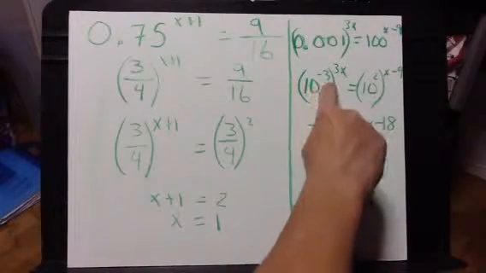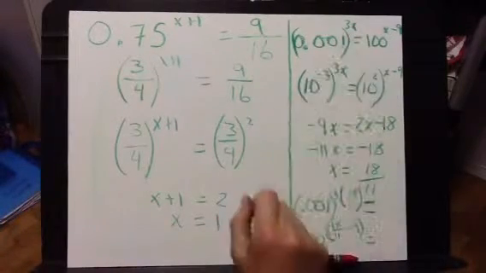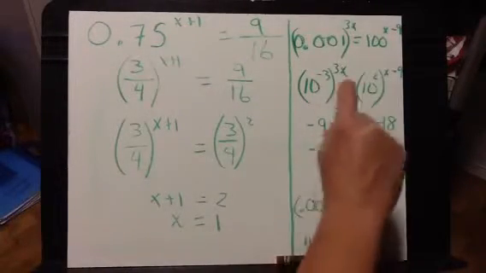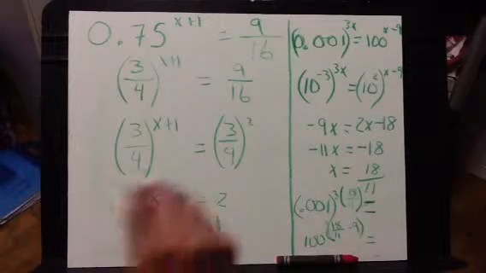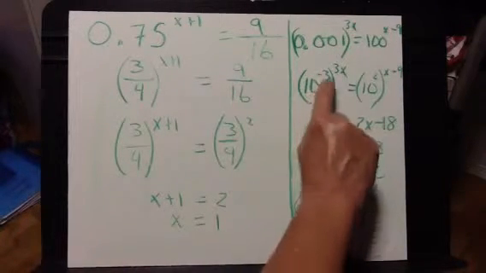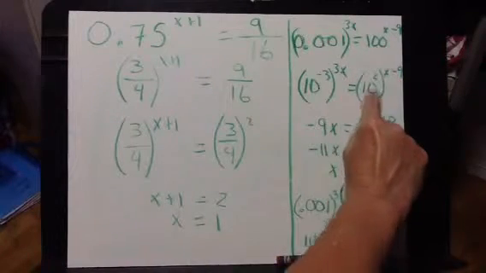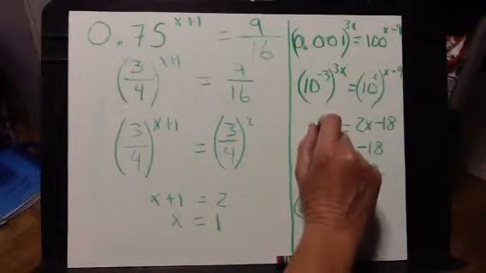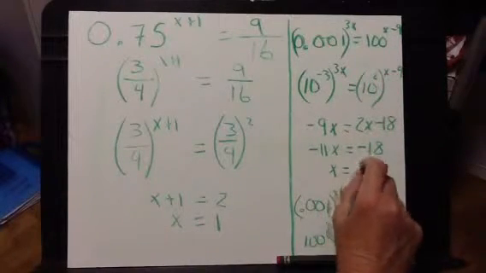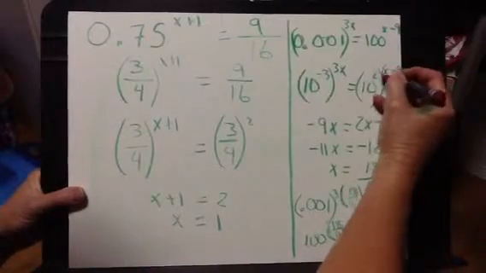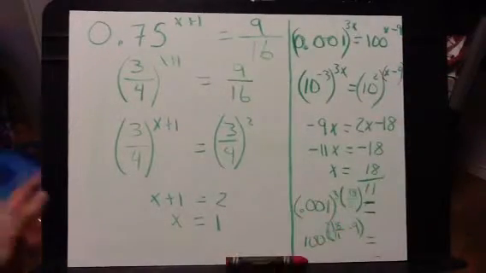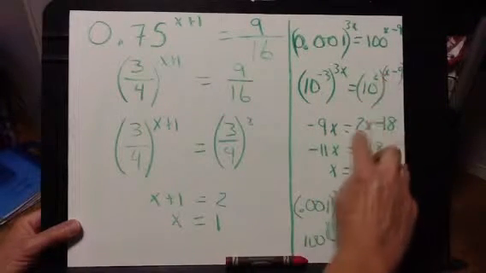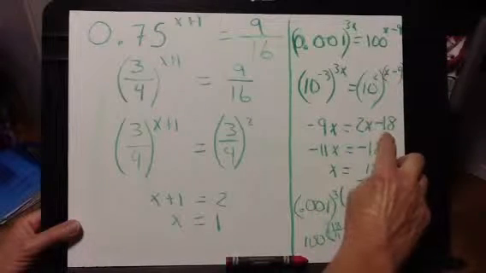1/1000th, which is 10 to the negative third, raised to the 3x power equals 100 raised to the x minus 9 power. Both of these are related to base 10. 1/1000th is 10 to the negative third, and 100 is 10 squared. Now I can do the multiplication: a power raised to a power, I multiply, and it has to be the whole exponent multiplied. So negative 3 times 3x is negative 9x, 2 times x is 2x, and 2 times negative 9 is negative 18.